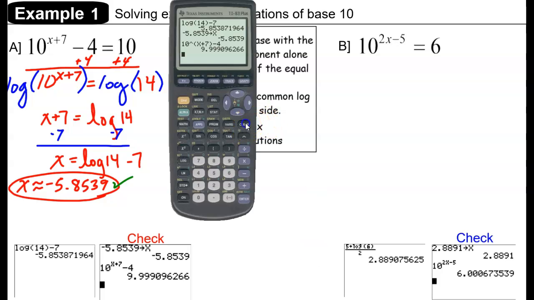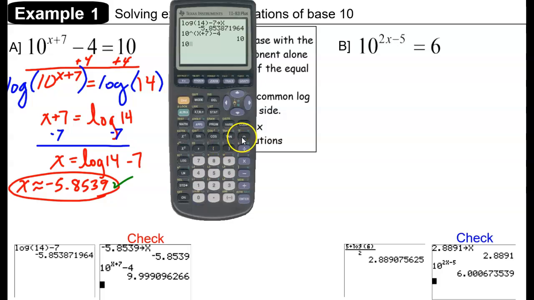Okay, if you want to use the equal sign, then you're going to have to store the exact value in for the variable x. So log of 14 minus 7, and you store that exact value instead of the rounded one into the calculator. And then when you type in your expression, 10 raised to the x plus 7 power minus 4, and press enter, you'll see it does equal exactly 10.